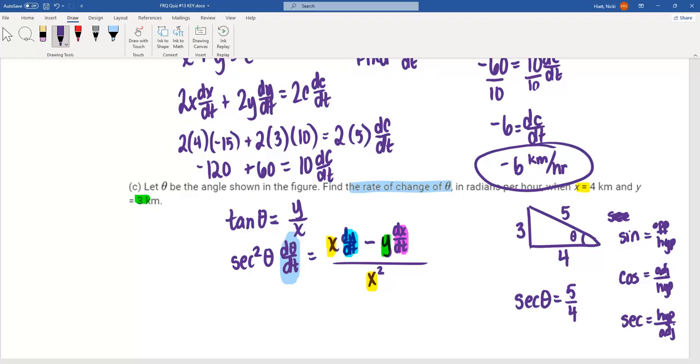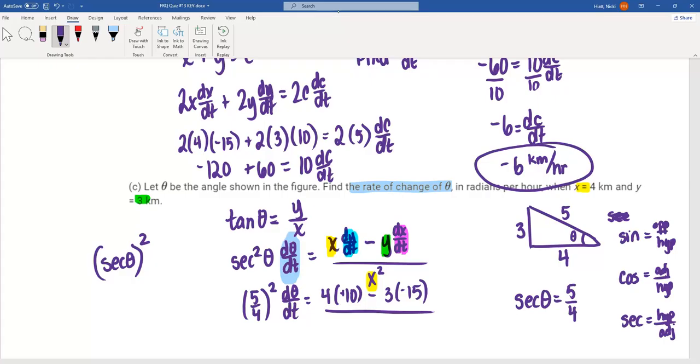So what's happening here, this really just means secant of theta squared. That's what that notation means. So when we have that, we're doing (5/4) squared dθ/dt. And then we've got numbers to plug in for everything over here. So dy/dt was positive 10, minus 3 times the dx/dt, which was negative 15, over 4 squared.